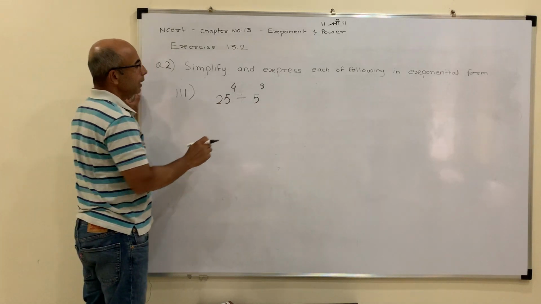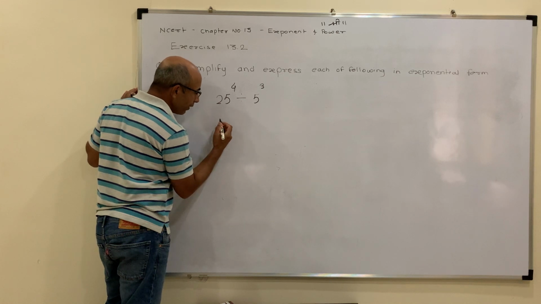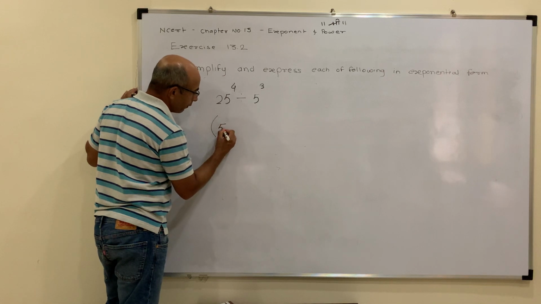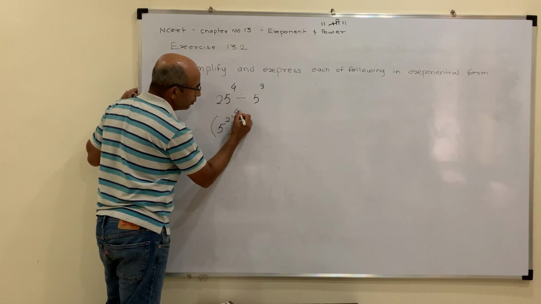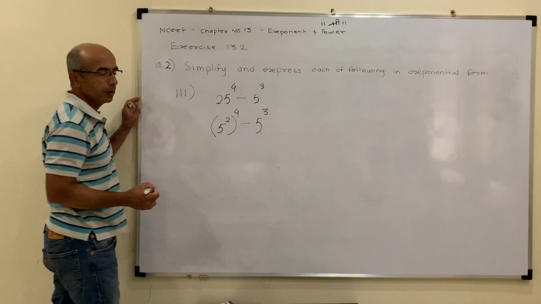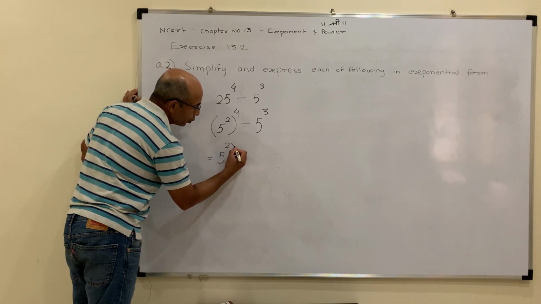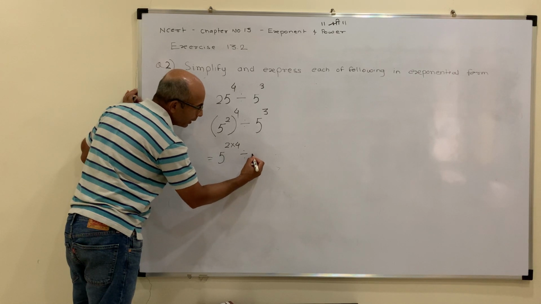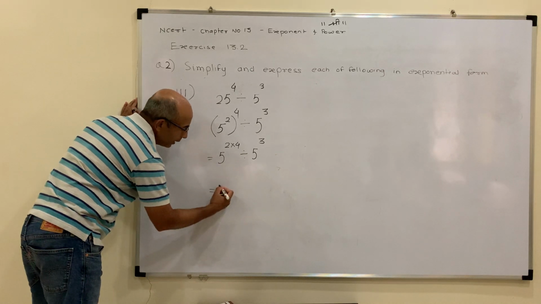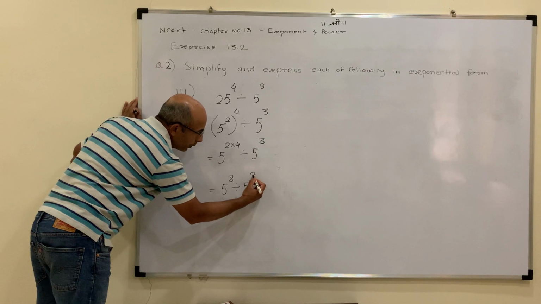See now the base here is 5, here is 25, but I can see 25 is nothing but 5 square. So 5 square raised to 4 divided by 5 cube. Now power of power: 5 raised to 2 into 4 divided by 5 cube. So now 5 raised to 2 4s are 8 divided by 5 cube.